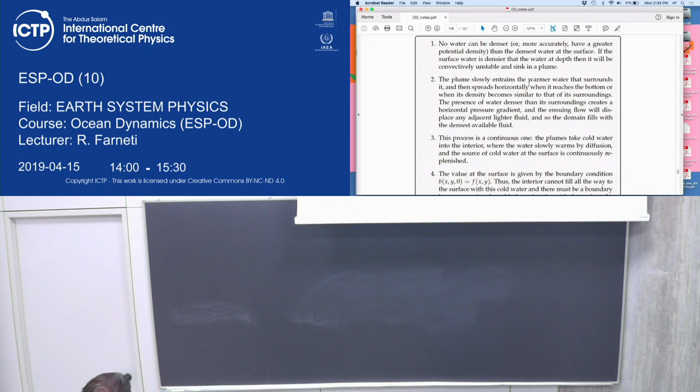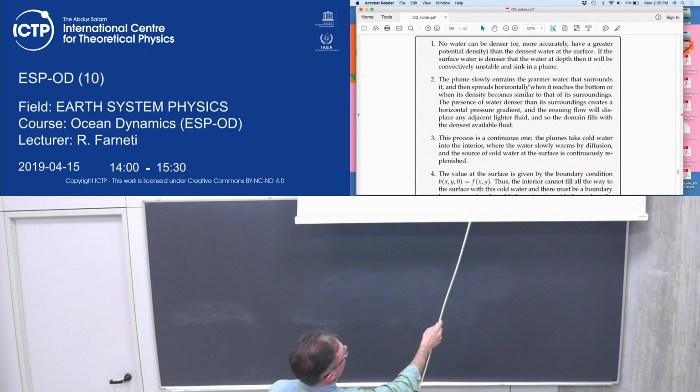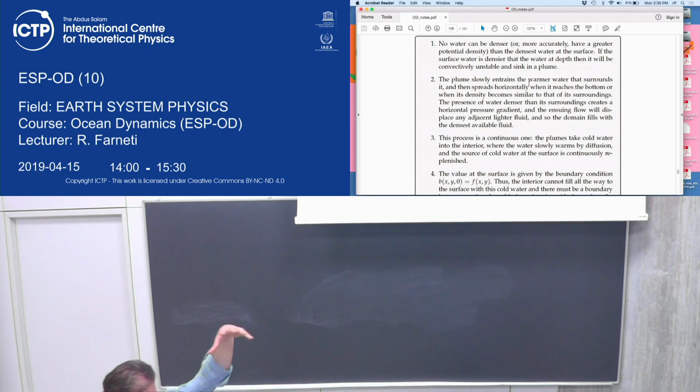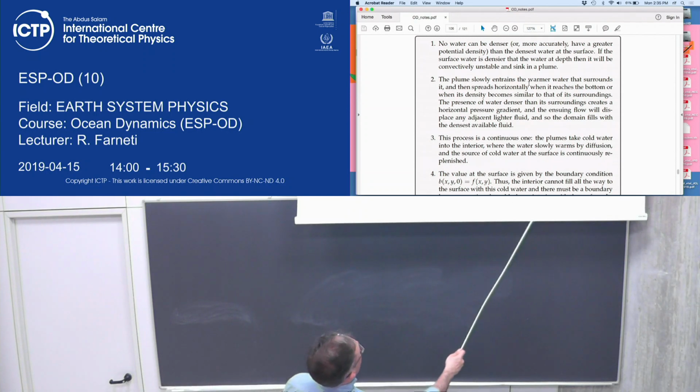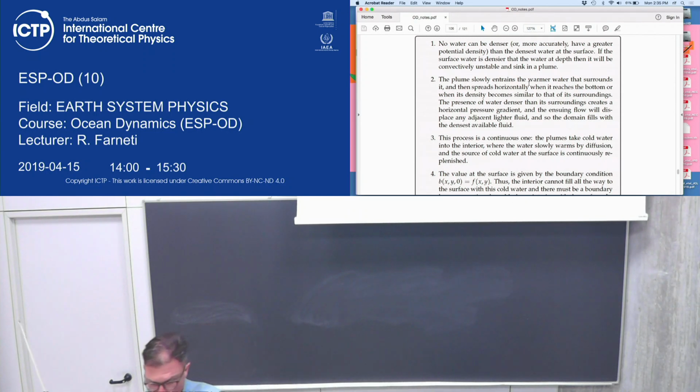Then this densest available fluid will be mixed by diffusion up to a certain height, depending on the strength of the diffusivity. This process is a continuous one, because the plume takes cold water from the surface into the interior, where the water is then slowly warmed by diffusion, okay? And then the source of cold water at the surface is continuously replenished. So you have cold water sinking to the bottom, getting diffused, becoming warmer again. At the surface it finds a boundary condition that is cooling the water, which sinks again.